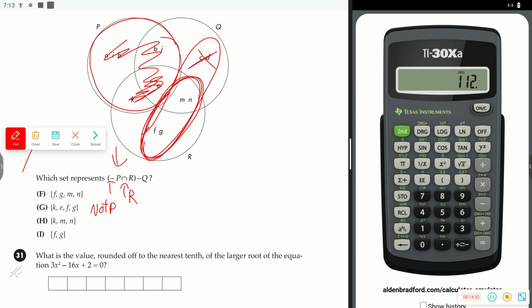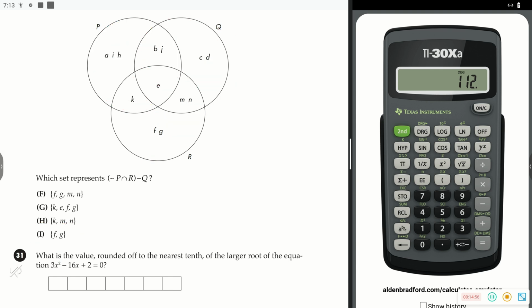So that actually eliminates C and D. But then it also says minus Q. So we're going to subtract any of the ones that are in here. So that actually eliminates these ones. So the only ones that we have left are F and G. So the answer was I. That's as simple as I can explain it. Again, I wouldn't spend too much time worried about this, but that's how you do the problem.